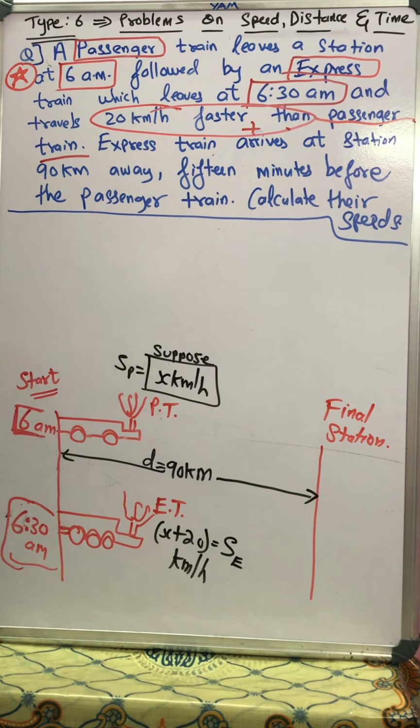Okay, so the express train reaches the station 15 minutes before. 15 minutes before. Then the passenger train, PT means passenger train. The express train is reaching the final destination 15 minutes before. The express train reached 15 minutes early, and 15 minutes after its arrival, the passenger train reaches the final station. Okay, this is the story.